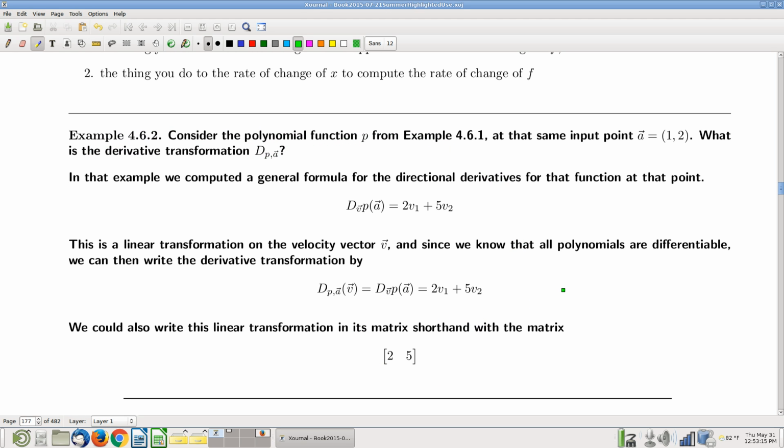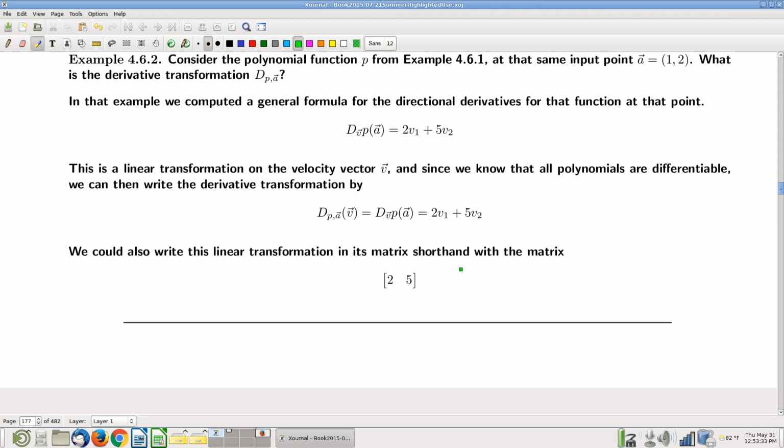Or said differently, the derivative transformation is computed with that formula. And I know it is because we know this function is differentiable, and we already computed all the directional derivatives in the previous example, so that must be what the derivative transformation is. Okay. Is that the whole story?